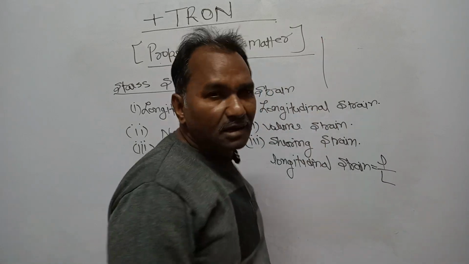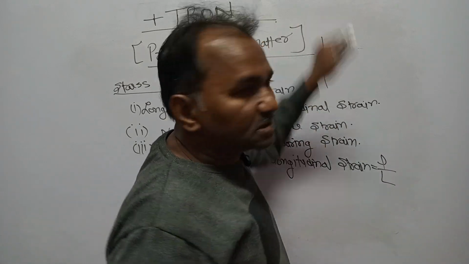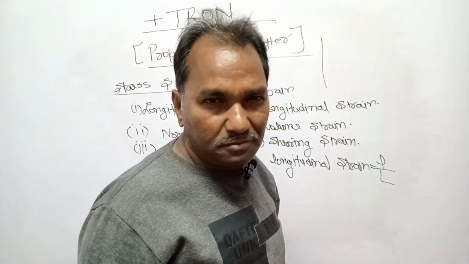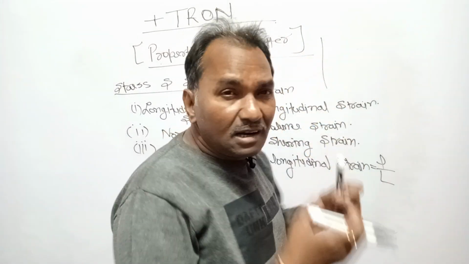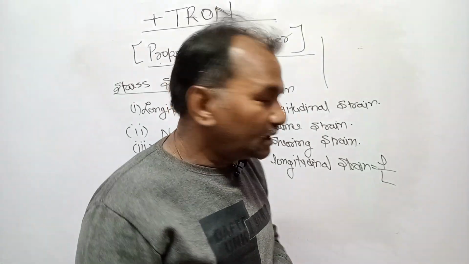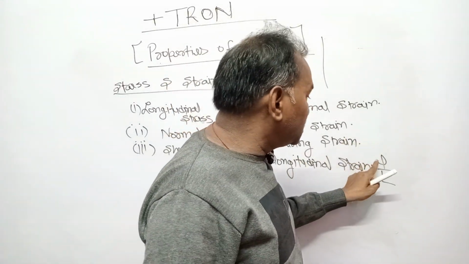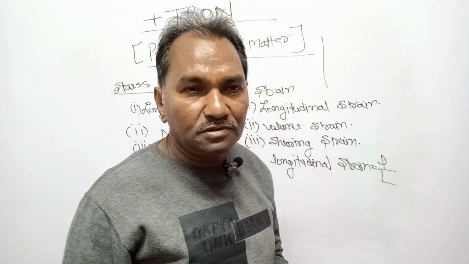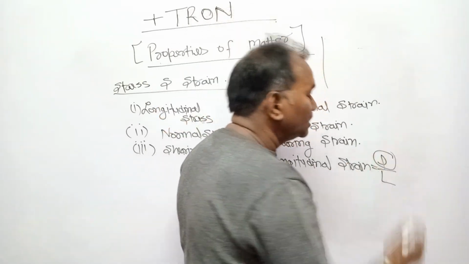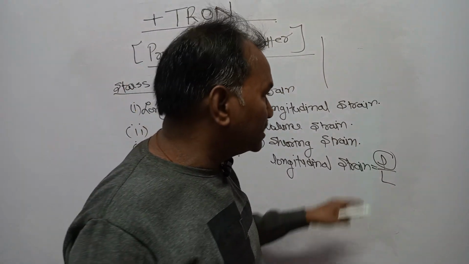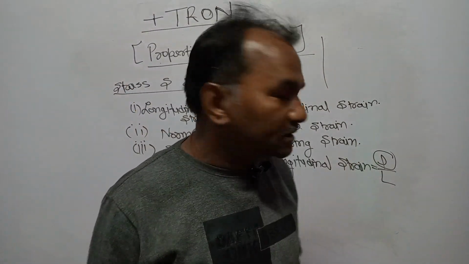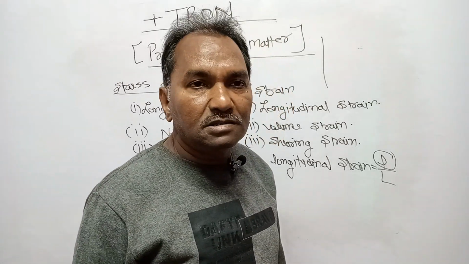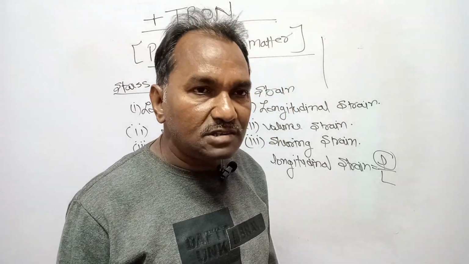Let it be a wire, with one end tied to the ceiling and the other end loaded with a weight, then its length will increase, right? Then the change in length divided by the original length is said to be the longitudinal strain. Here small l denotes the change in length, and capital L represents the original length.